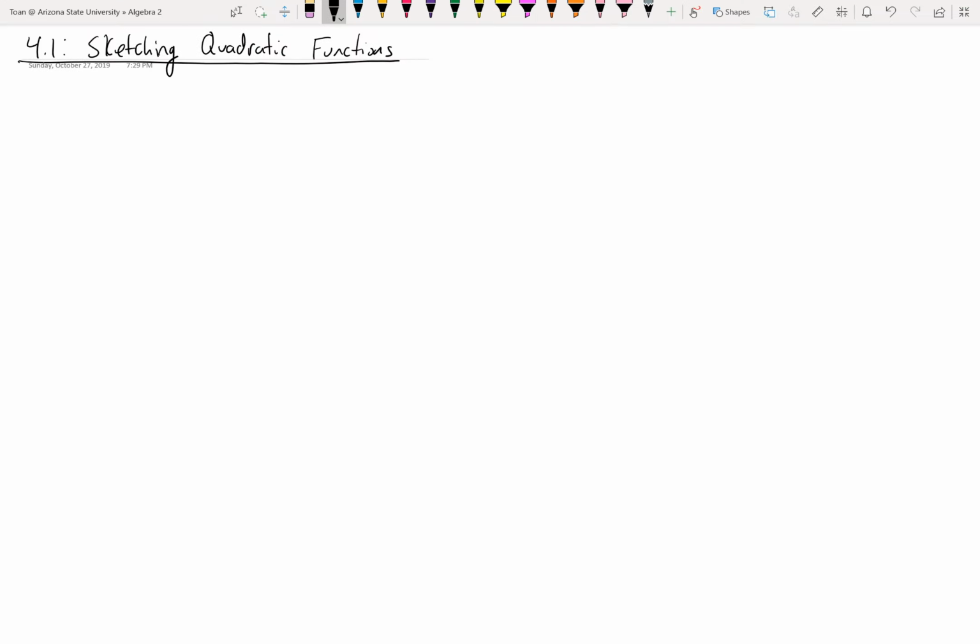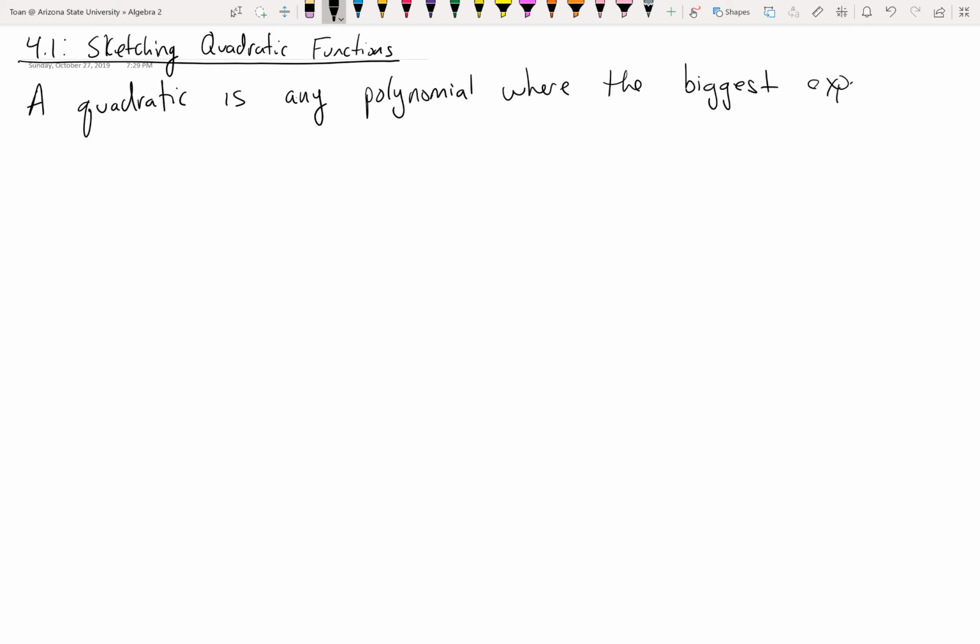So this unit will be all about looking at these functions called quadratic functions. Now, a quadratic is any polynomial where the biggest exponent is 2. For example, if you have an x squared in the equation. So we're going to be looking at a whole bunch of x squared functions and x squared equations in this unit.